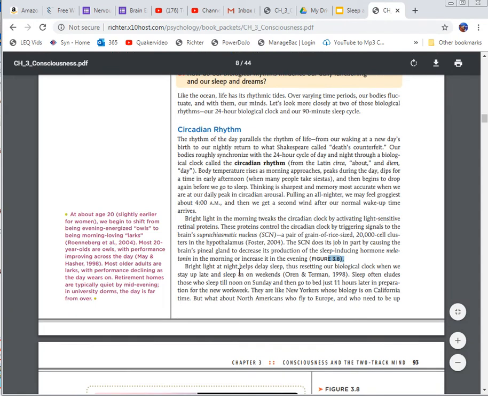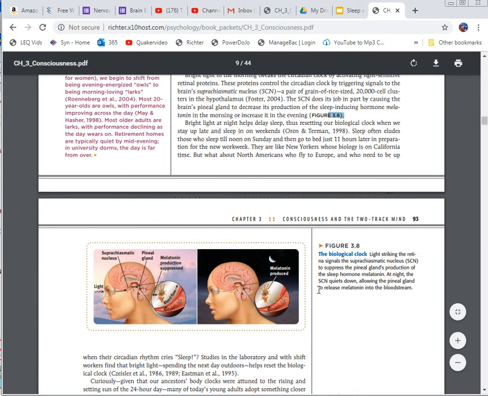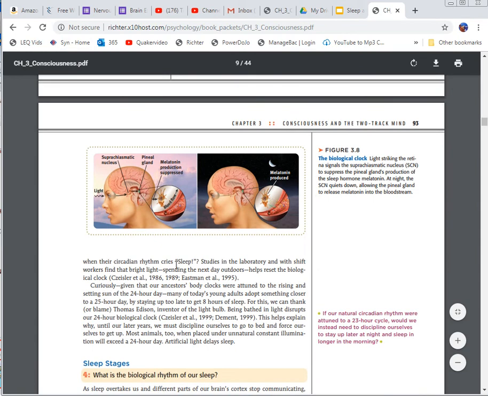It's going to show us bright light at night helps delay sleep, thus resetting our biological clock when we stay up late and sleep in on our weekends. So that's saying if you have bright lights in your room, you're overriding nature. Sleep often eludes those who sleep till noon on Sunday and then go to bed just 11 hours later in preparation for the new work week. They are like New Yorkers whose biology is on California time. But what about North Americans who fly to Europe and who need to be up when their circadian rhythm cries sleep? Studies in the lab and with shift workers find that bright light, spending the next day outdoors, will help reset your biological clock. That's just a little tidbit.